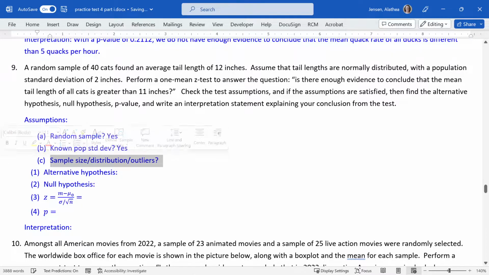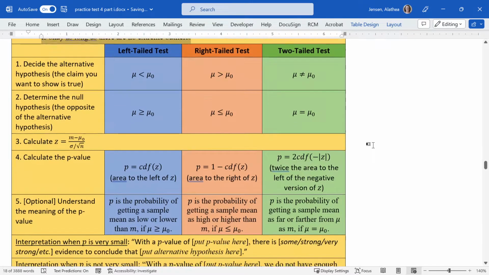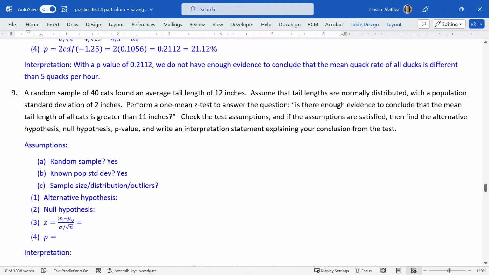Sample size, okay, with the distribution and outliers. So our sample size is 40. So looking back at the guidelines, for sample sizes 30 and up, any distribution is okay as long as no extreme outliers. In this situation, I don't know how you would have an extreme outlier in cat tail length. It's not like any cat has a 2-foot long tail or anything. I guess some cats have really short tails, but that would constitute some sort of injury or a special breed. All right, so it does say, oh, it says assume that they're normally distributed. So in that case, it's actually okay no matter what the sample size is, even if it's very small. So yes, we're good to go here.